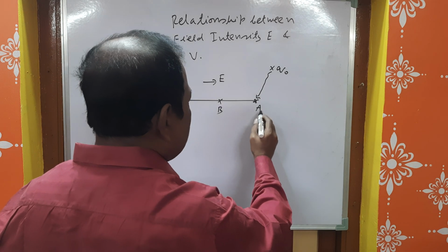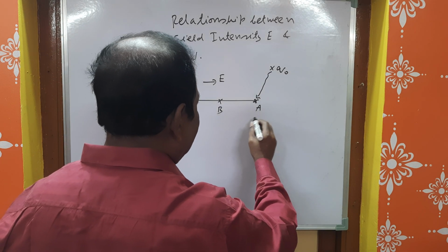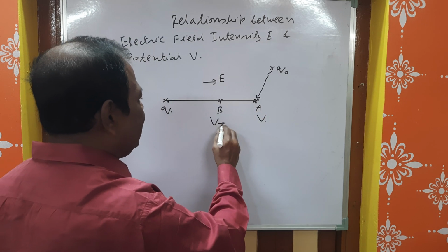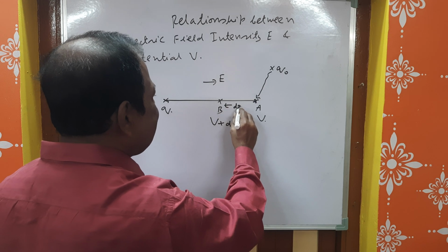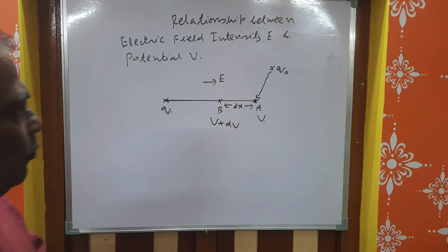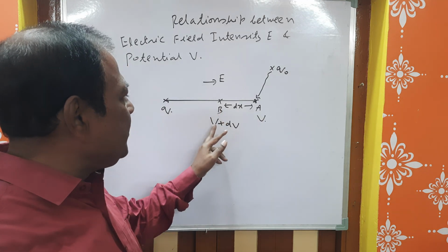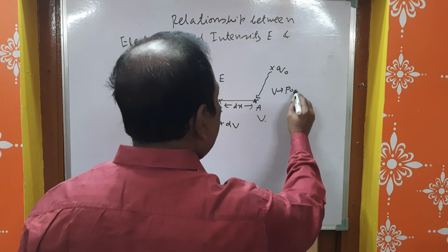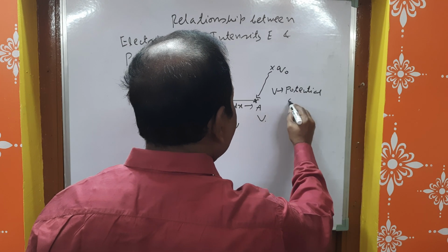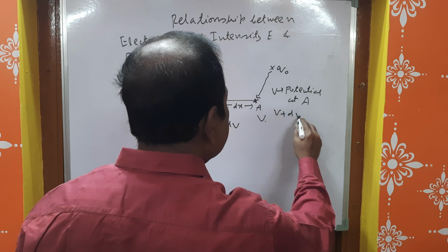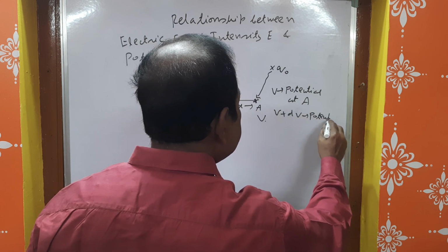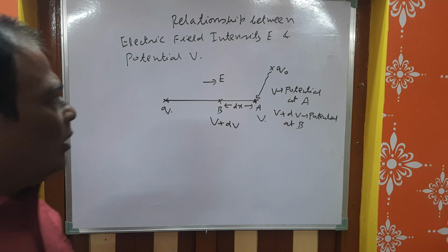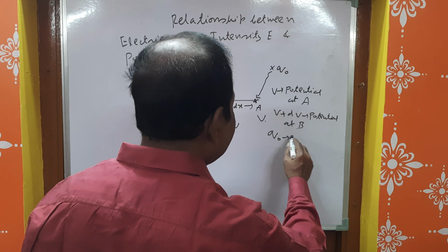So, let us consider potential at A is V and potential at B is V plus dV, and the distance AB is dx. Potential at A is V, potential at point B is V plus dV. So V is potential at A, and V plus dV is potential at B. Q0 is a test charge.